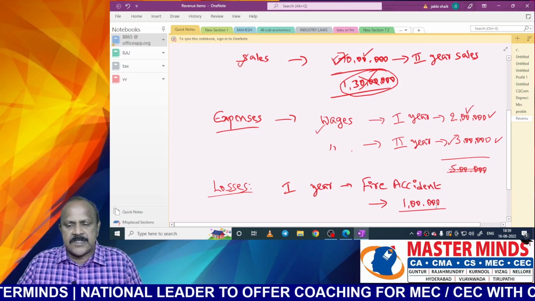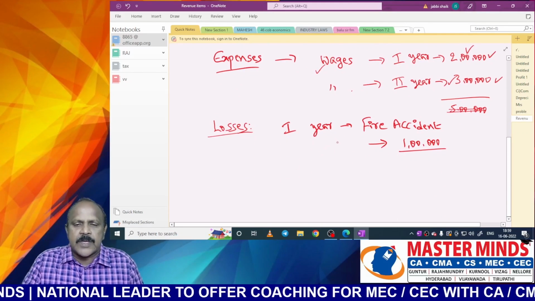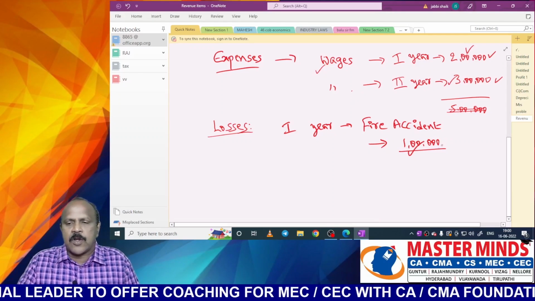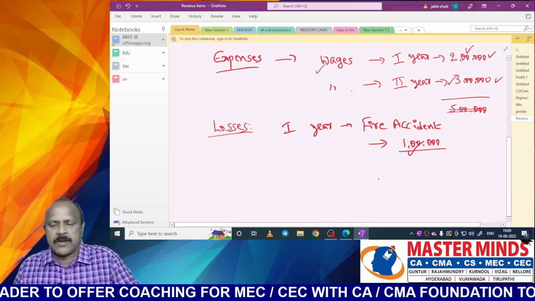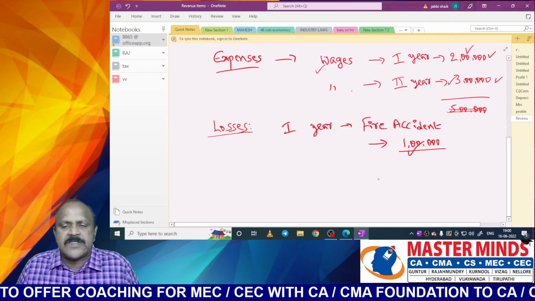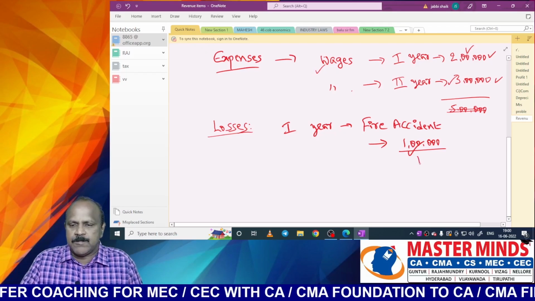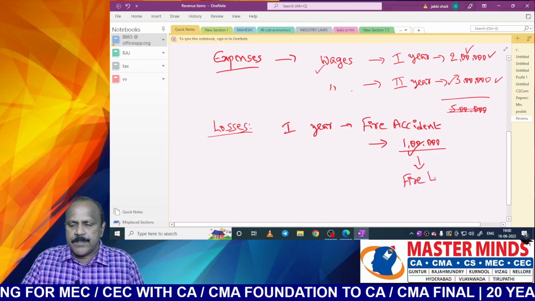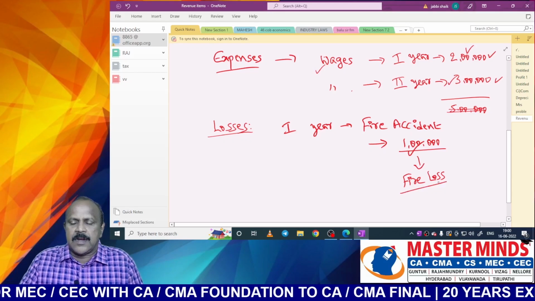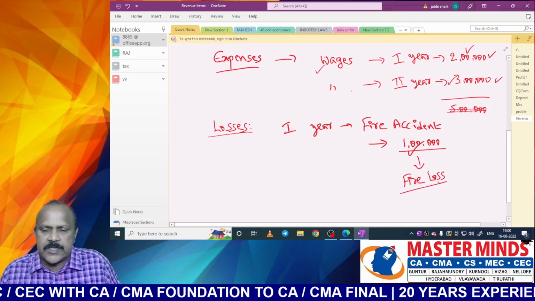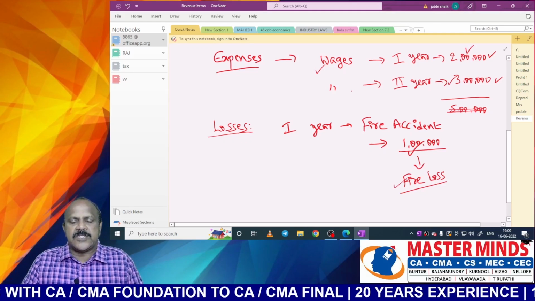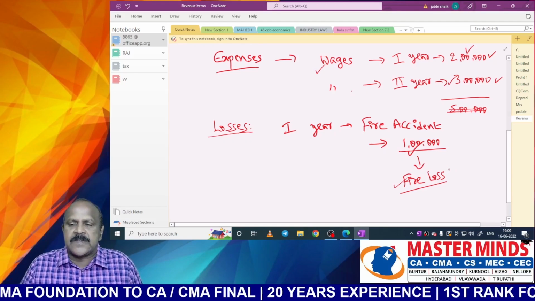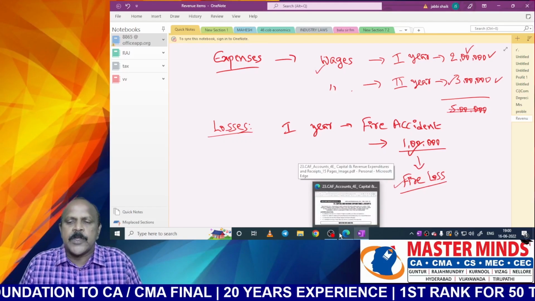Let us suppose that it is not insured. Then we suffer a loss of 1 lakh during the first year, which we call goods lost by fire, or it can be simply called fire loss. This is fire loss, students. And when we prepare final accounts for first year, this fire loss is debited to profit and loss account. And the result is it reduces the net profit of the organization during first year.